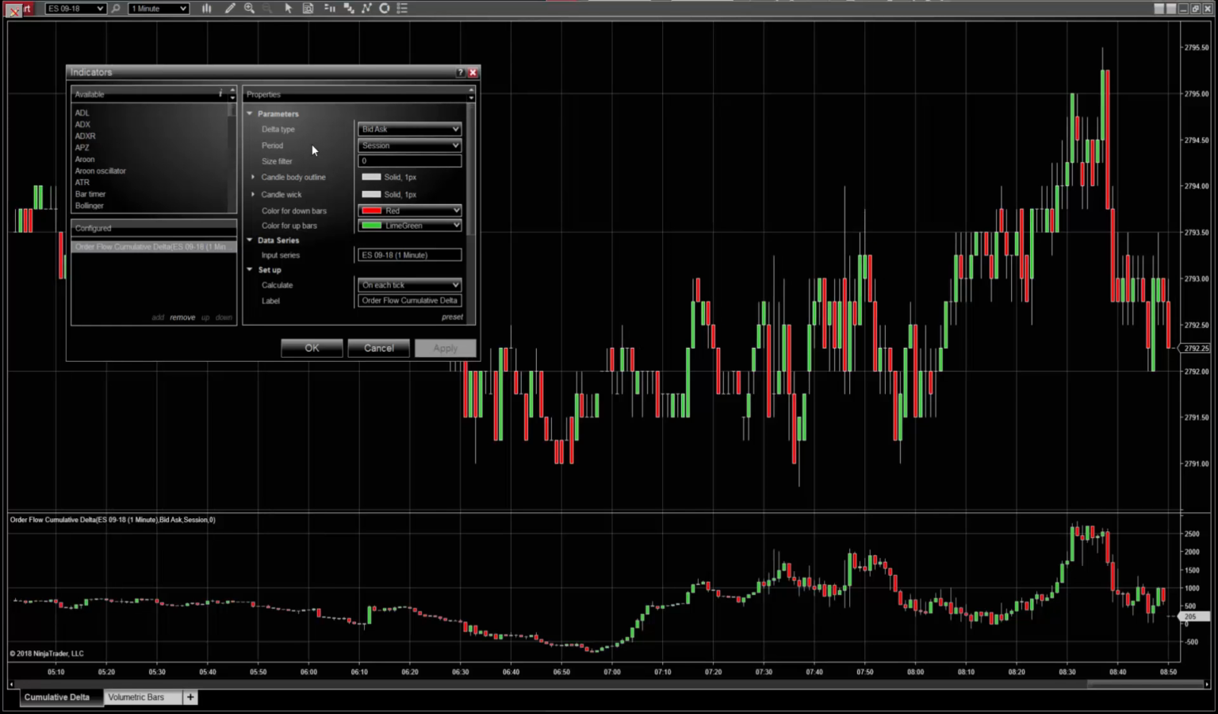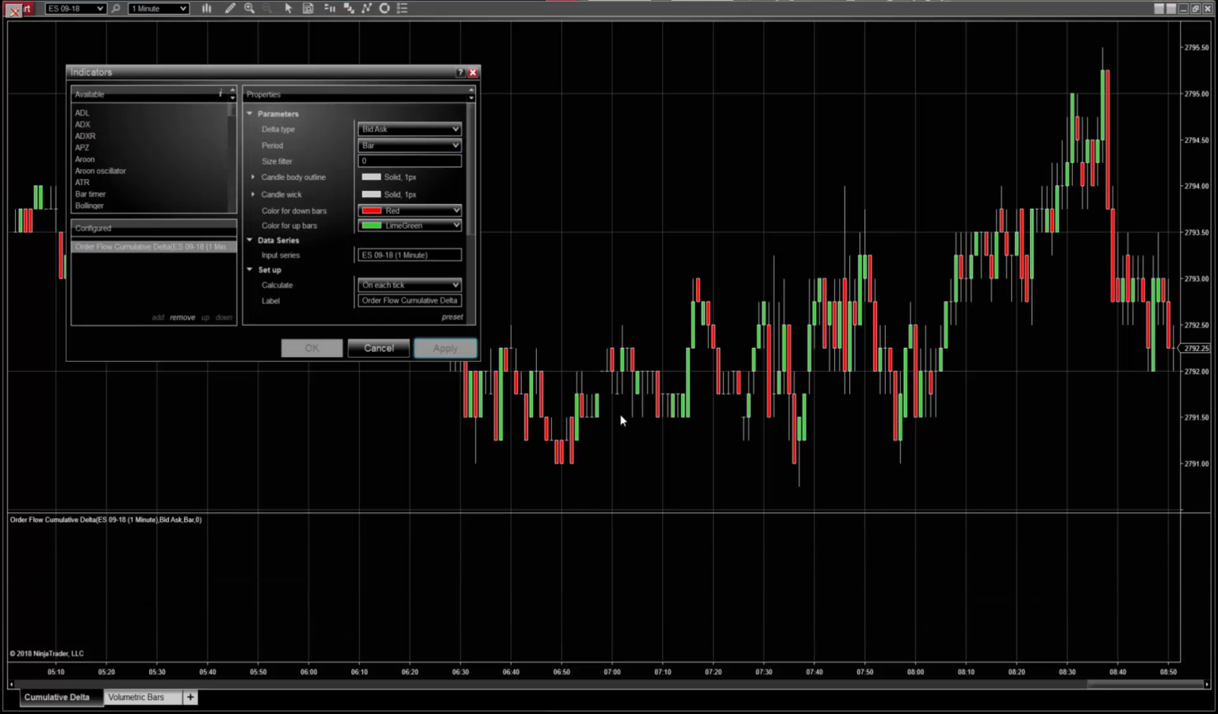And you could also change the period of this indicator. With this set to session, this will accumulate volume data for the entire session. With the bar setting, this will accumulate volume data per bar, so the cumulative delta will reset on each new bar and have an open of 0.